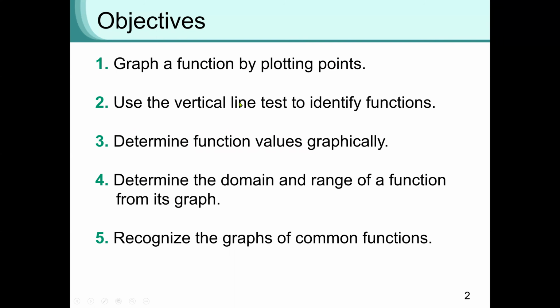Normally, when we draw a graph of the function, we are going to draw a vertical line across the graph of the function. If the vertical line touches the graph only once, then it's a function. If it touches more than one time, then it's not a function. We're also going to learn how to determine function values graphically, and also how to find the domain and the range of a function from its graph.